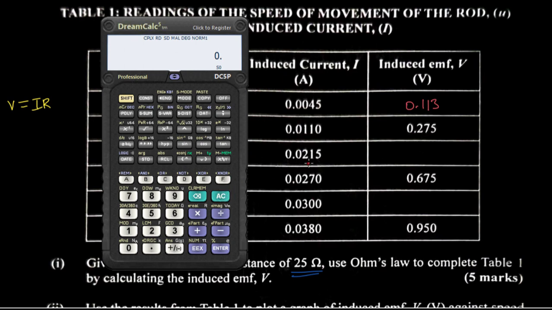So next one, we have 0.0215, and we're going to multiply by the resistance, which is 25, and we get 0.538. Next one, we have 0.03, and we multiply that by 25, and this becomes 0.750.